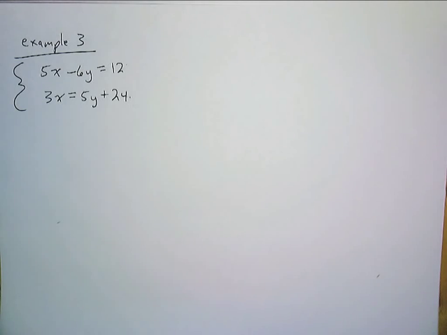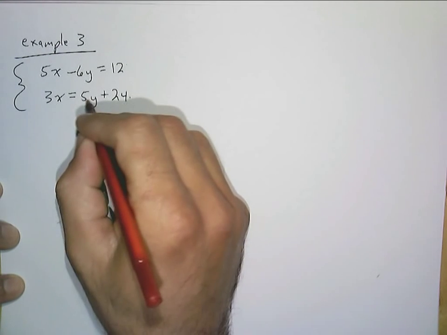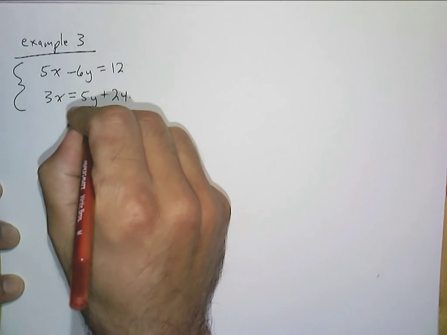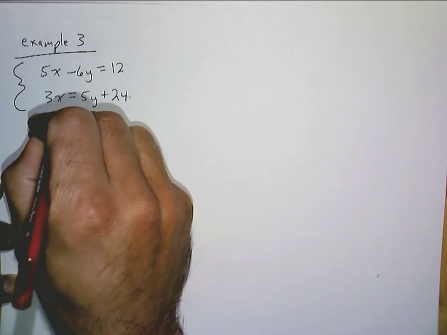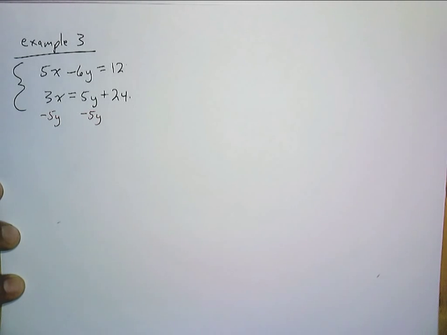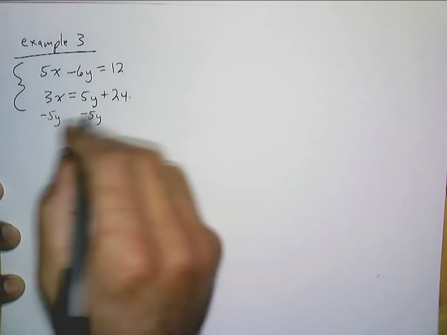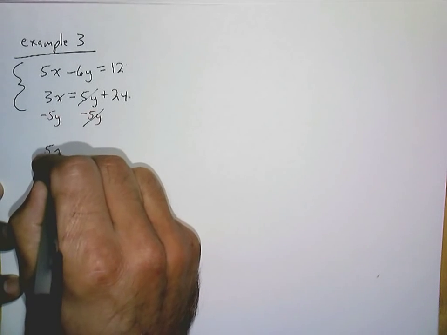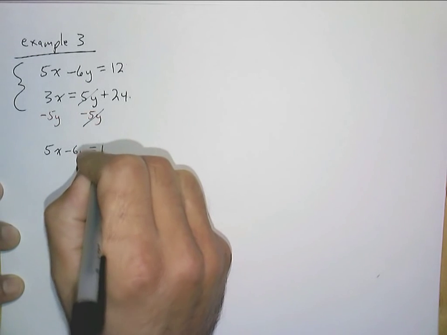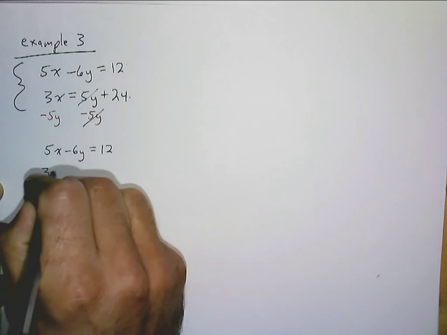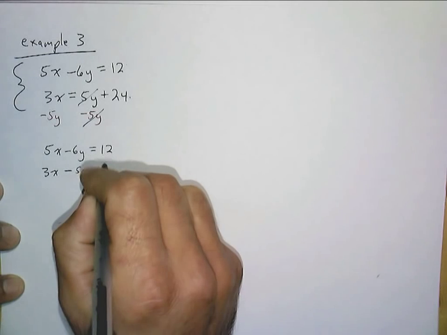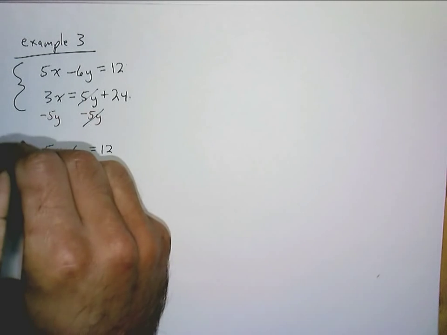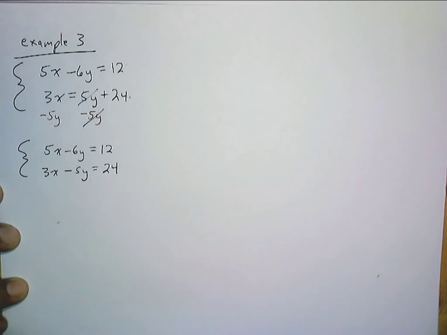That's so simple. There's no teleportation, but we've got to move the y stuff over to the left. We're going to do that by subtracting 5y from both sides of the equation. And so we're going to rewrite the whole thing. This is, of course, going to cancel out. And our system is now 5x minus 6y is equal to 12, and then 3x minus 5y is equal to just 24. Same system, just written a little bit differently.